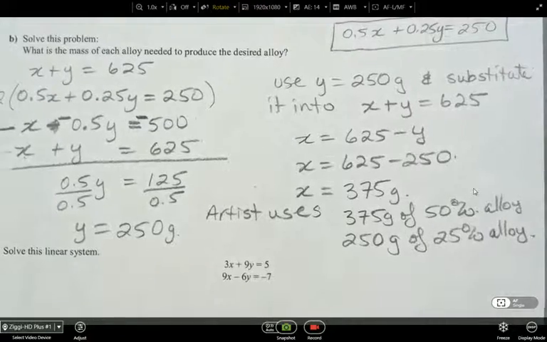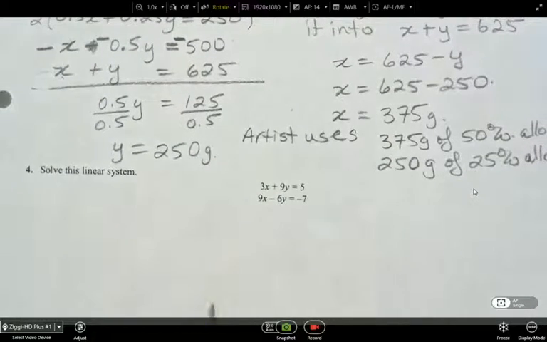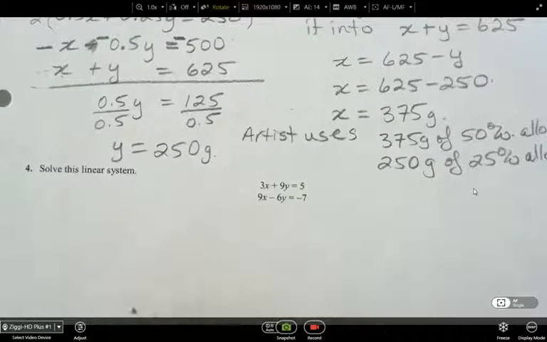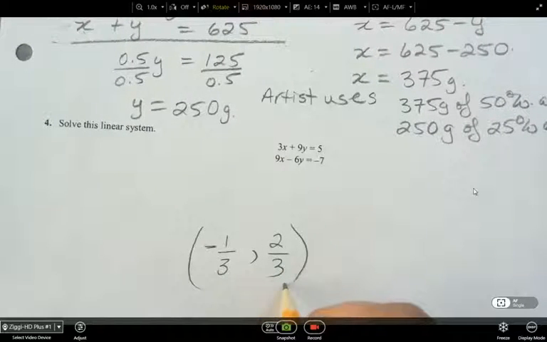All right, and now I want you to have a look at this last question here. I want you to try this on your own. I'm going to tell you what the answer is, but it's very similar to the questions that we've done before, okay? And yes, you will end up with fractions. So here, the answer is negative 1/3 and 2/3. So this is your x value and your y value.